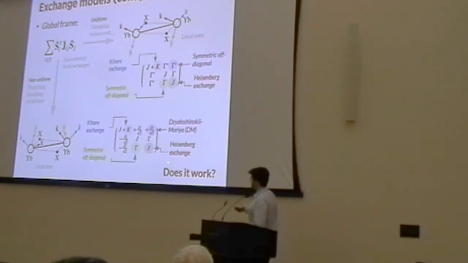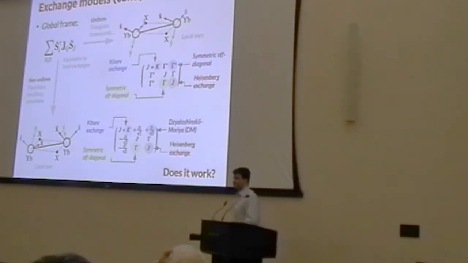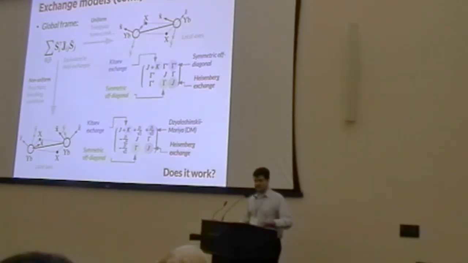We have an isotropic Heisenberg exchange. We have a Kitaev-type exchange that's bond-dependent. We have this symmetric off-diagonal exchange. We also have Dzyaloshinskii-Moriya. Okay, so that's a sketch of how you do the calculation. You do the calculation, you get numbers for these quantities: J, K, gamma, gamma prime, and D. So we expect this to work and should be trusted.